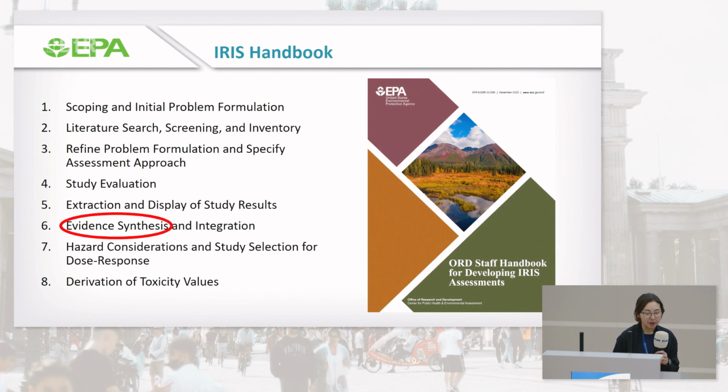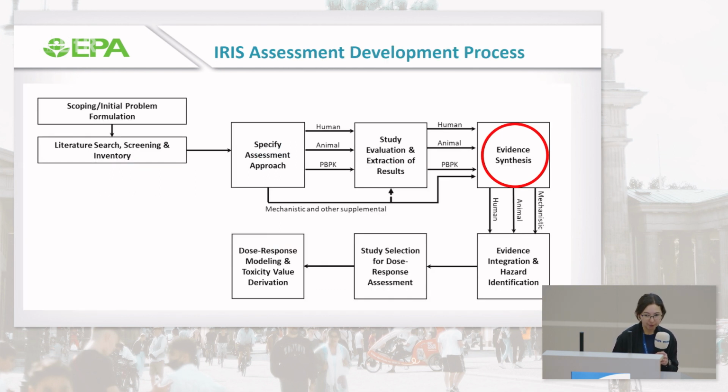And what I'll be talking about today, there we go. This is the same flow chart that I showed before, and it's very analogous to just reading down the table of contents for the IRIS handbook. But what I've circled here is evidence synthesis, which is the term that we use when we're looking at a single stream of evidence, so only animal studies, only human studies, and coming to a determination about what that single stream of evidence tells us before moving into evidence integration, where we draw those streams together.